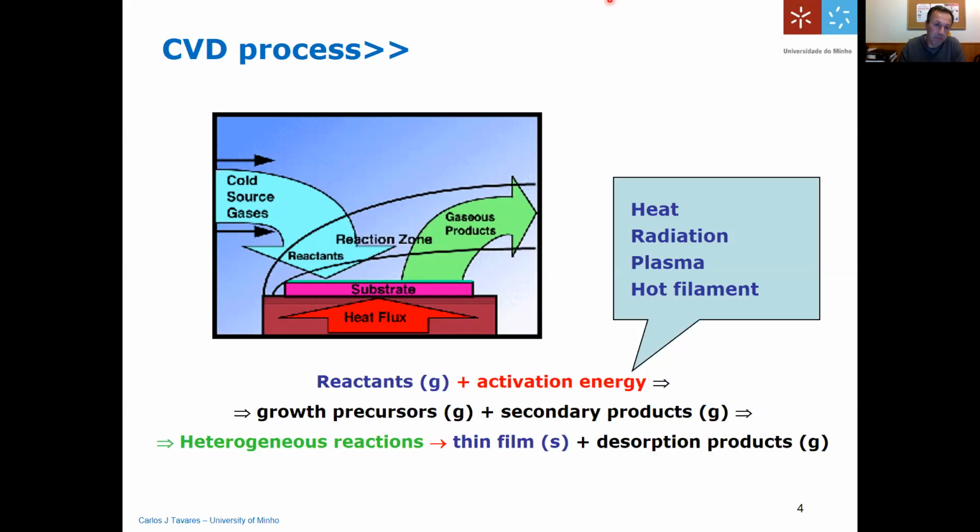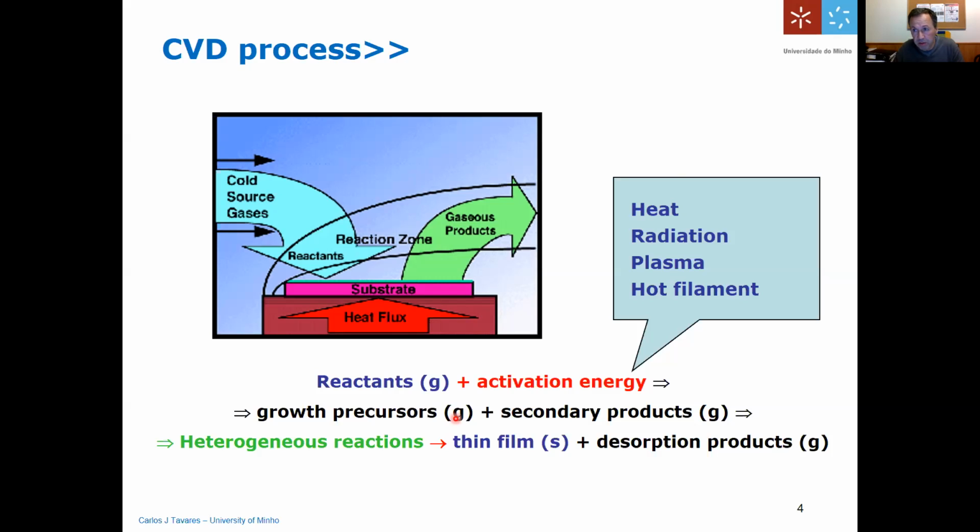So in these types of processes, you normally have reactants, which come into your reactor in the form of a gas. So we call these the precursor gases. Then you have activation energy, okay? So you want to break down the reactants. Then you have the growth precursors, which are gases. Some of them can condense and be part of the material that you want to produce, or they can be taken away by a carrier gas after each monolayer is deposited.